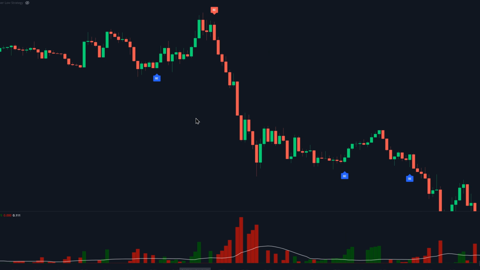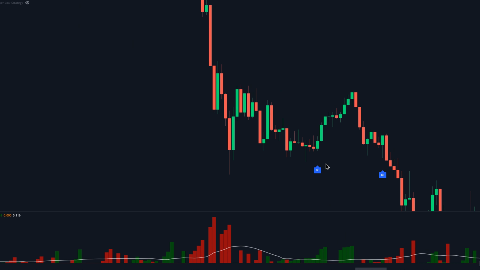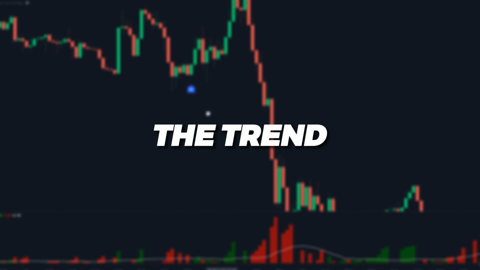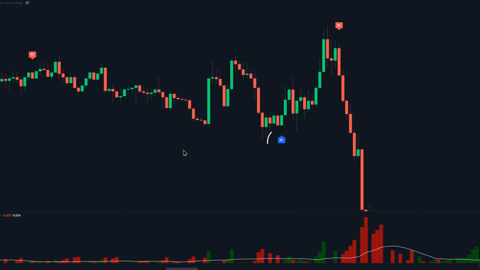Engulfing patterns are reversal patterns that can actually be super effective when combined with other confluences, like the trend or price action. So this is how this indicator labels bullish engulfing candles. And as you can see, this candle is fully engulfing this previous candle, making it an engulfing candle.